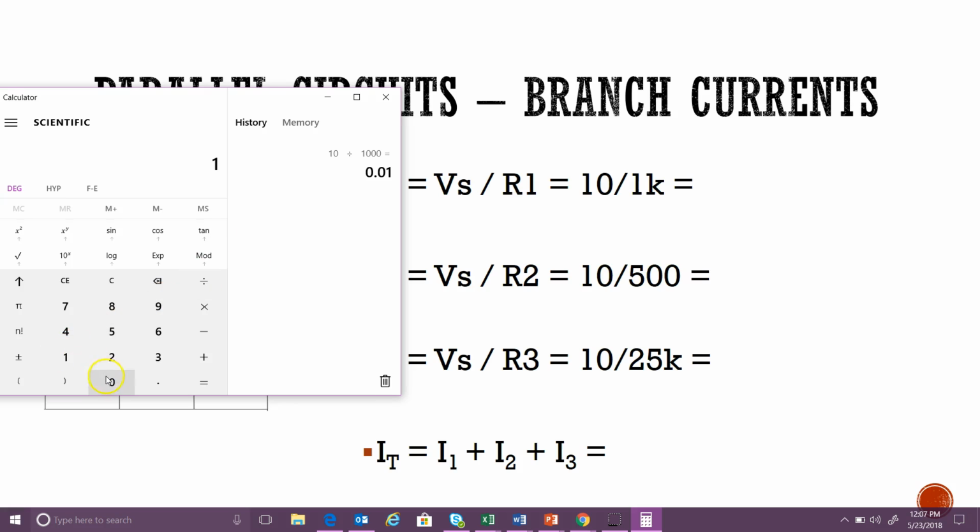Okay, in branch 2, we have a 500 ohm resistor. The voltage is the same, so we have 10 volts divided by that 500 ohms, and we have 20 milliamps. Branch 3, voltage is the same. We use R3, 10 volts divided by 25K. 10 divided by 25 EE3, and that would be 400 microamps.